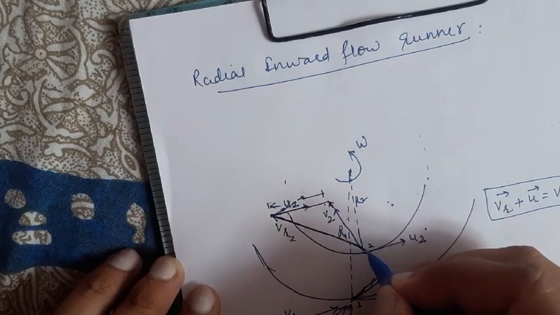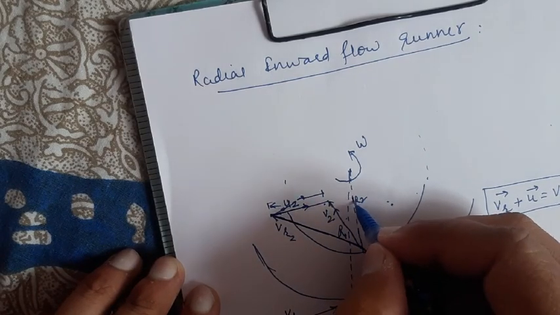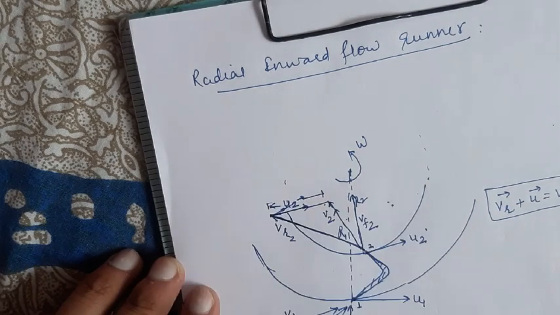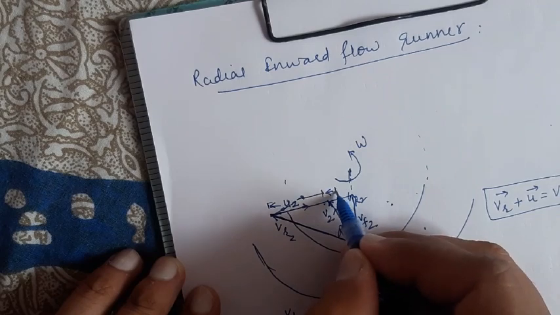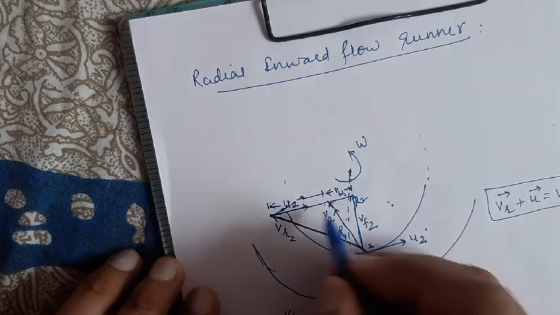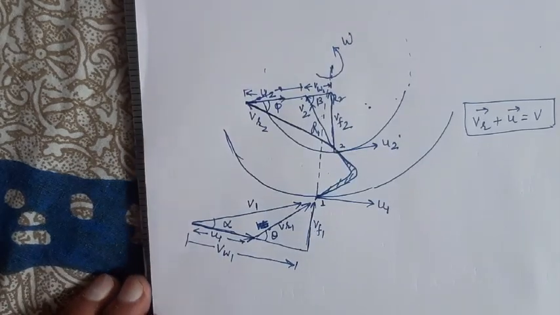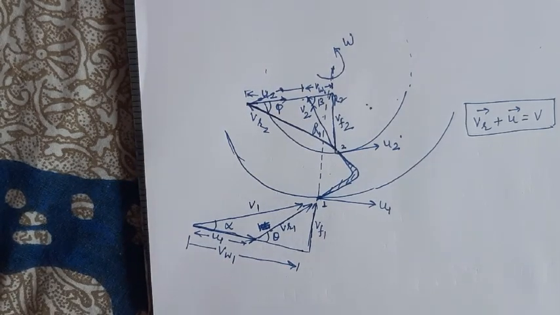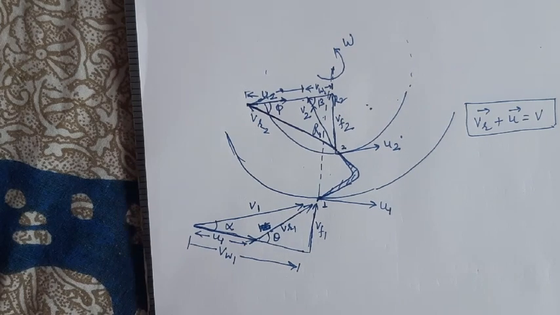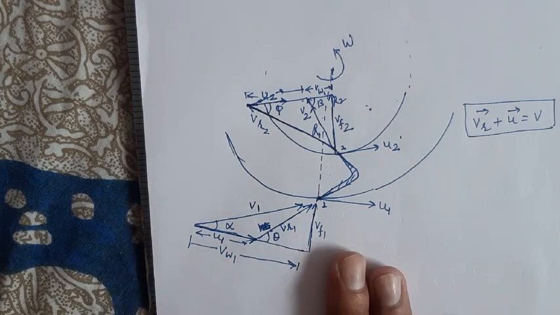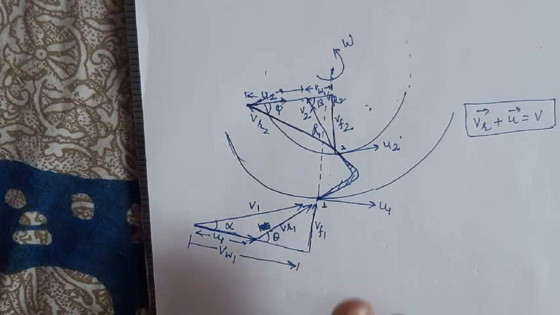Now again, this absolute velocity will have two components. One is along the radial direction, which is Vf2, and this is Vw2. This angle being phi, this angle being beta. So these are the velocity triangles for a radial flow runner. I think it is very much clear to you all. The velocity triangles are similar to those of a single vane case. You have to draw in this fashion only.